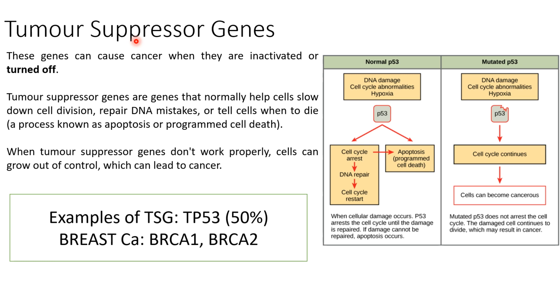You can think of this as an example of a brake in a car. So the brake is not working. So you have uncontrolled cell division. Examples of tumor suppressor genes are TP53. This is a tumor suppressor gene that is mutated in about 50% of all cancers. In breast cancer, you have BRCA1 and BRCA2, which are mutated. So these are three tumor suppressor genes that I have shown you here.